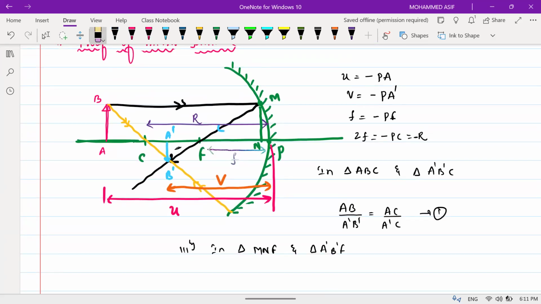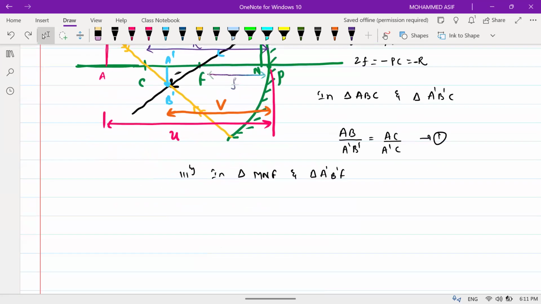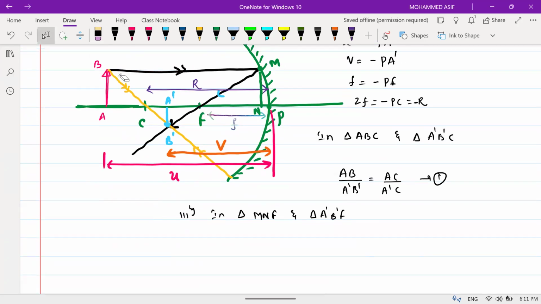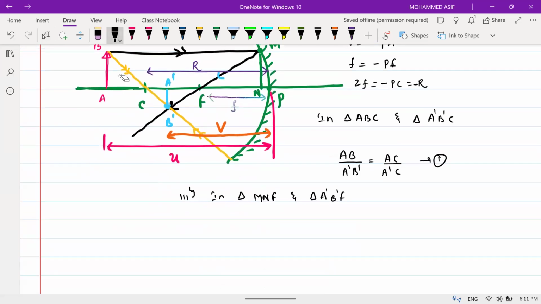Okay, now clear? Now see the triangle MNF. But again, they are similar triangles. So the ratio of sides: MN divided by A dash B dash will be equal to FN divided by F A dash. Ratio of their sides must be the same, no beta? Am I clear?